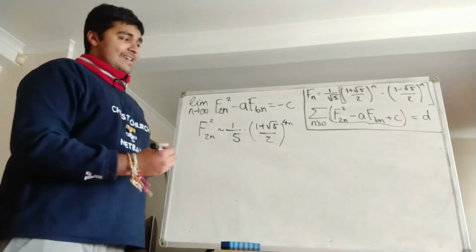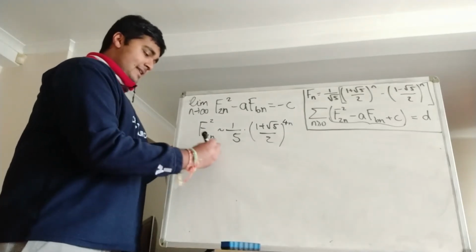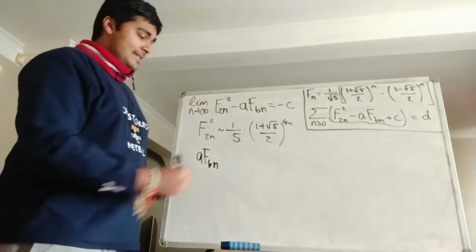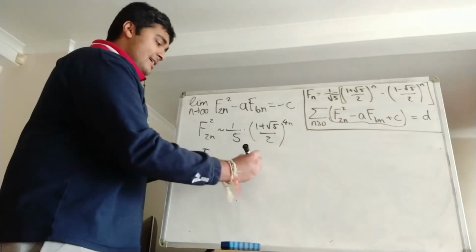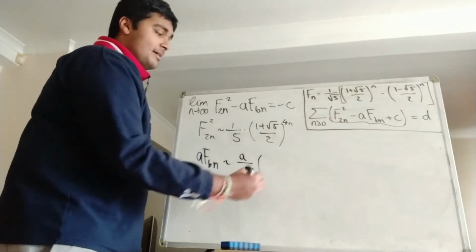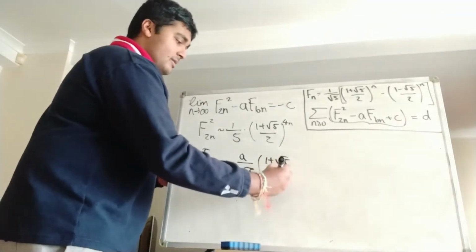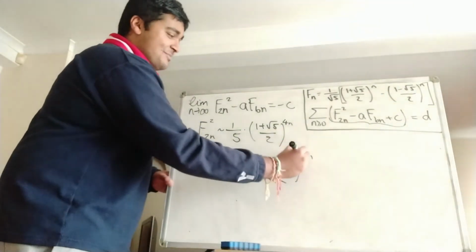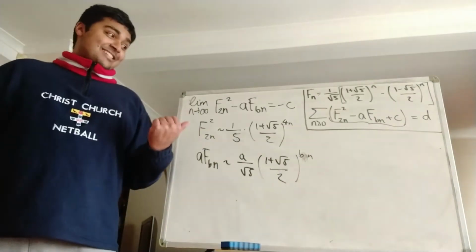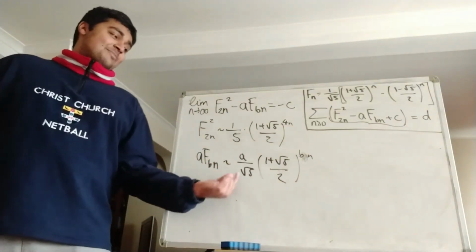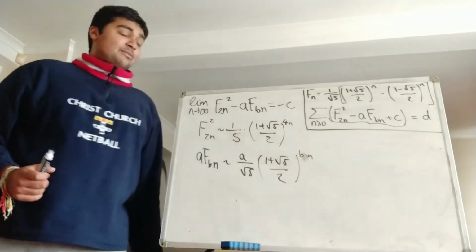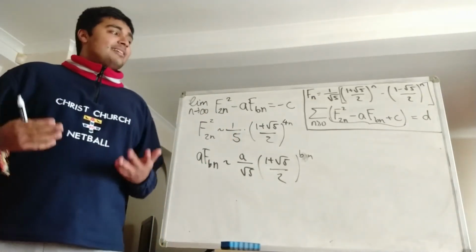And then what about a times F_bn? Well, let's just plug it into this thing here, and again we can ignore this second term because it's going to tend to 0 as n tends to infinity. So this is approximately a over root 5 times (1 plus root 5 over 2) to the bn. I'm jumping ahead steps, as we'll see in just a second. So we have a times F_bn is approximately this guy here. But what we're looking at is the difference of these two things, and we want that to kind of go to 0.